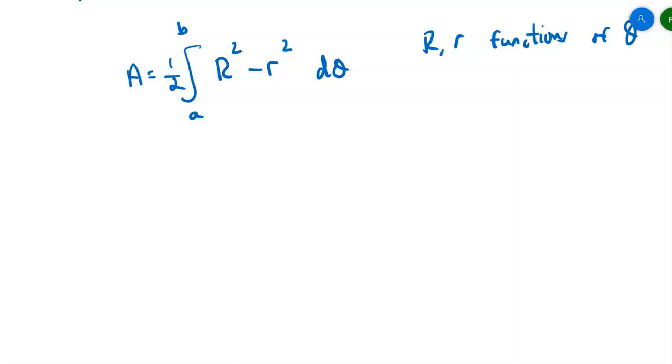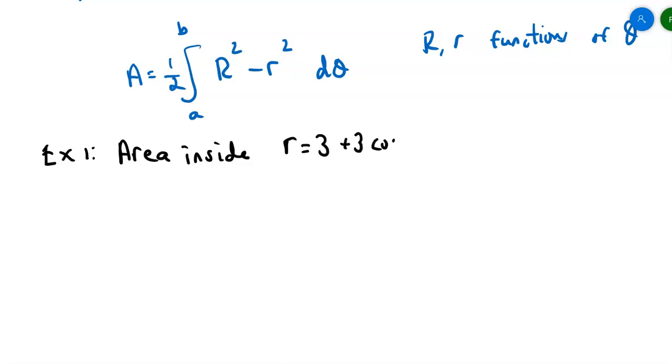So let's take a look at one specific problem. I'm going to try not to get too complicated on these, but let's find the area inside this function, r equals 3 plus 3 cosine theta, and outside 3 plus 3 sine theta.